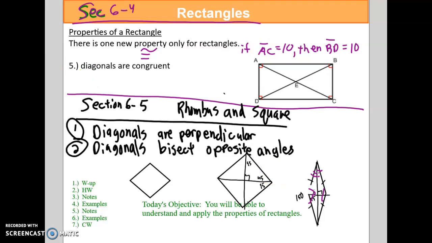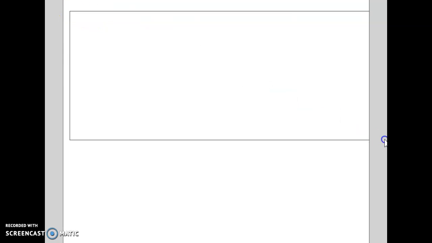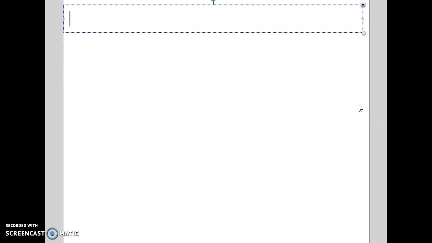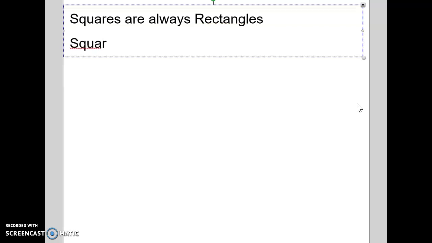A couple things we need to also reiterate as we go forward. Number 1, because of these 3 new rules, these 3 extra rules, squares are always rectangles. Squares are always rhombi, always a rhombus.